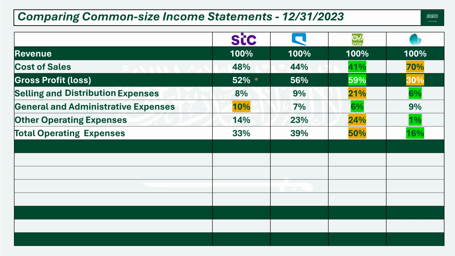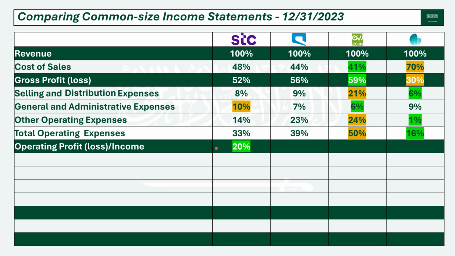We have seen that Zain had the highest gross profit, but it has the lowest cost of sales, but now we see that it has the highest operating expenses. Let's see what is the impact of that on the operating profit, loss or income.